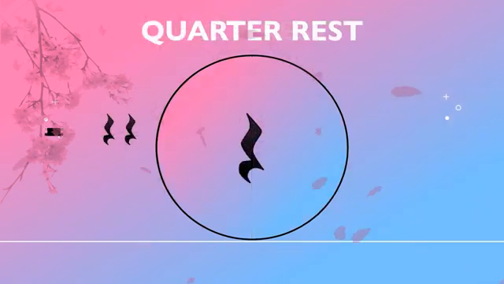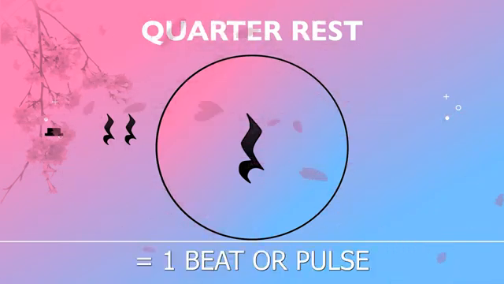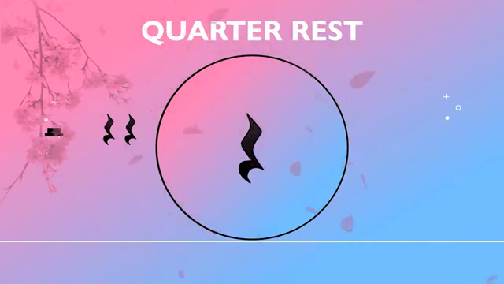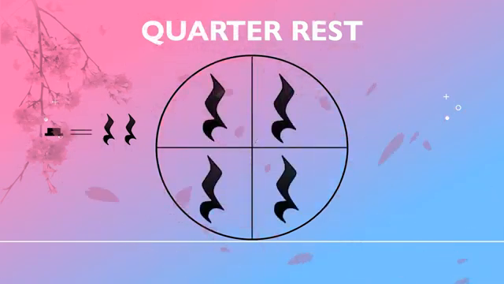Now on to our quarter rest. Our quarter rest is symbolized by this symbol here, and this one is equivalent to 1 beat or pulse, just like our quarter note. This symbol is kind of difficult to draw, so I don't expect you to be able to. Again, our pie is now divided into 4 pieces, 1 for each note.